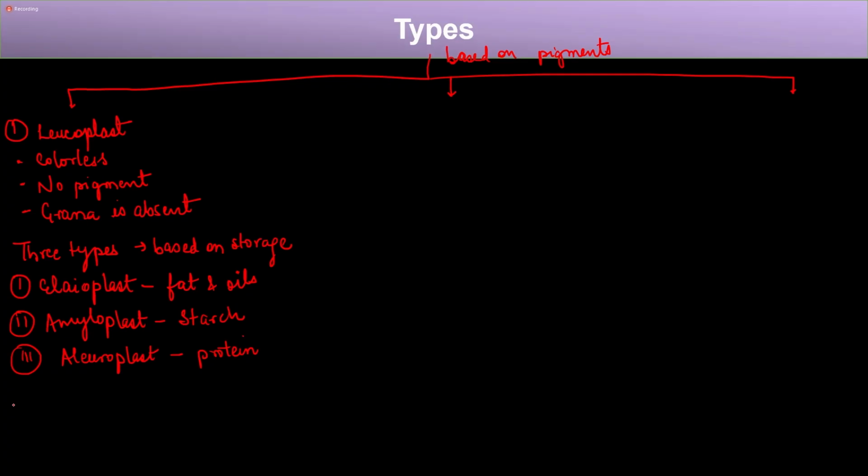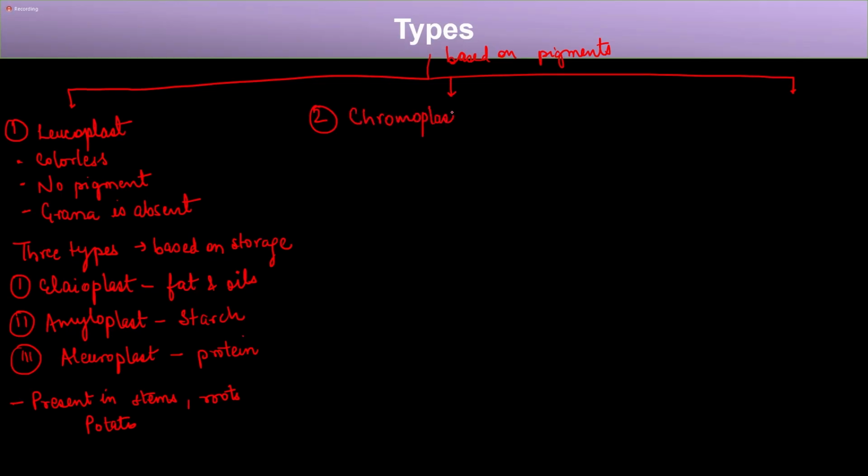Now, where are the leucoplasts present? The leucoplasts are present in stems and roots majorly. They are also present in those fruits or plants that are found underground or that grow underground, such as potato. Okay, so the leucoplasts are also present in potato. So this is what we studied about the leucoplast, that is a type of plastid. Now the second type of plastid is chromoplast.